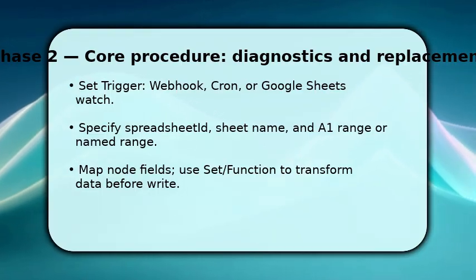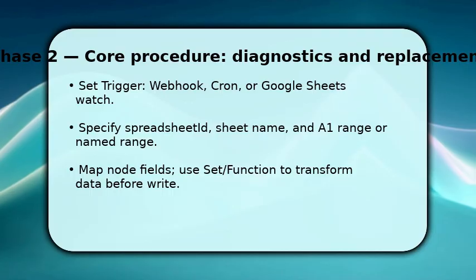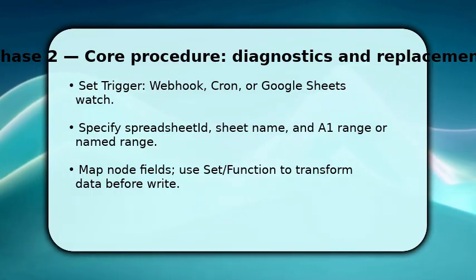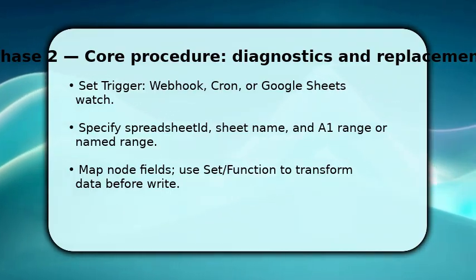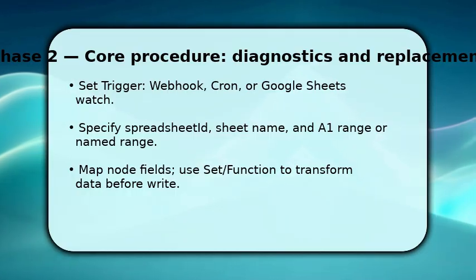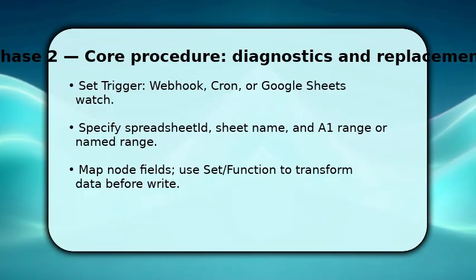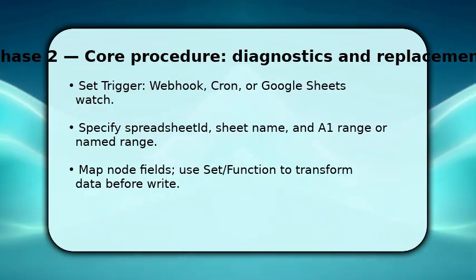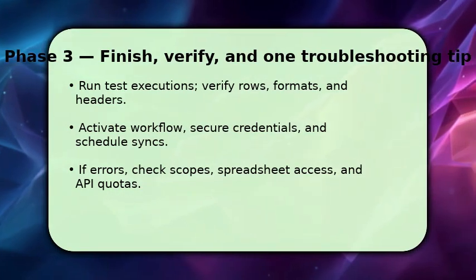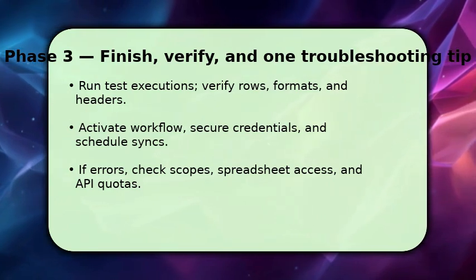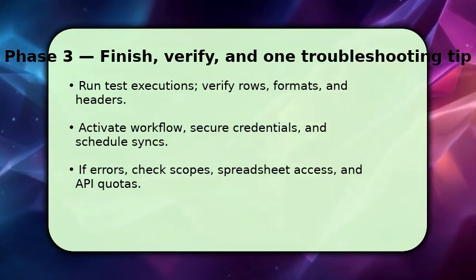Map incoming data fields to sheet columns, use a set node for static values, or a function node to transform or validate data. For multi-row operations, use split in batches or batch update to avoid rate limits. Test small, then scale. To finish, run a series of tests. Read, write, and update rows, confirm headers, formats, and cell types.